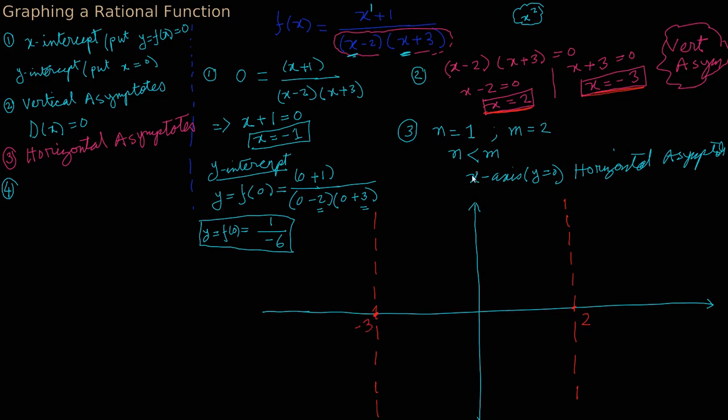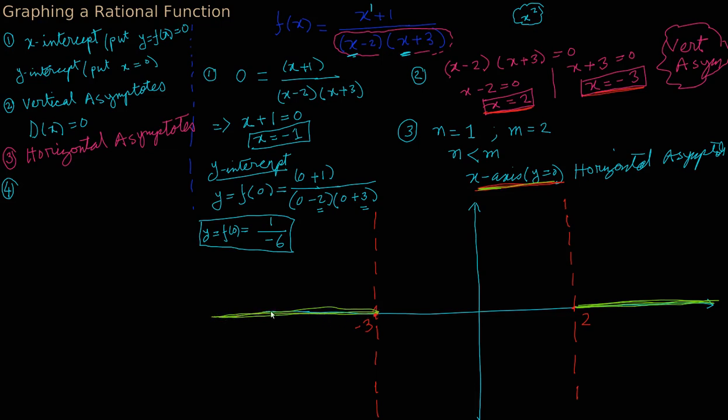Okay, now I am going to plot the horizontal asymptote. Which is my horizontal asymptote? The x-axis. So I am going to use the yellow color for plotting the horizontal asymptote. As you can see, this is my x-axis in yellow color, and this is my horizontal asymptote. So my horizontal asymptote is in yellow color.